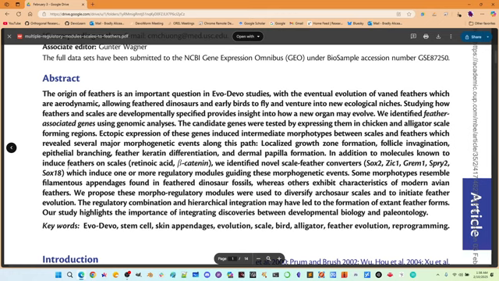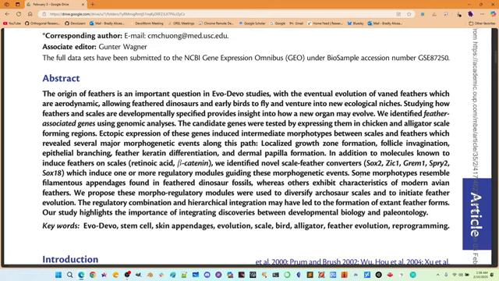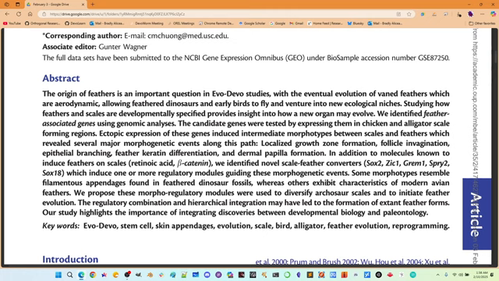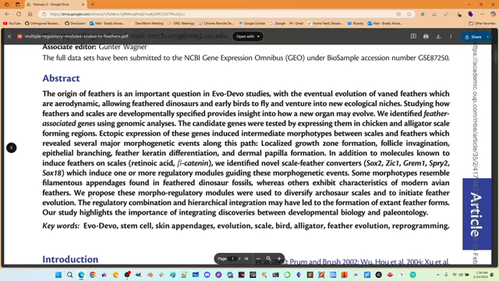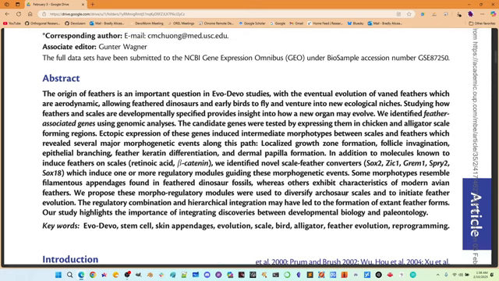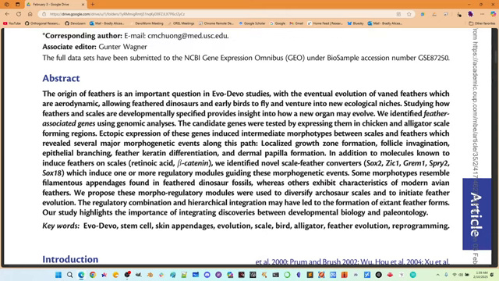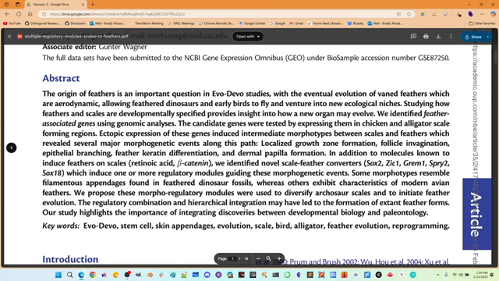These novel scale feather converters induce one or more regulatory modules guiding these morphogenetic events. Some morphotypes resemble filamentous appendages found in feathered dinosaur fossils, whereas others exhibit characteristics of modern avian feathers. We propose that these morphoregulatory modules were used to diversify archosaur scales and to initiate feather evolution. This goes back to dinosaurs and how we can think about the common ancestry of some of the modern lineages and clades that have feathers and have scales. The regulatory combination and hierarchical integration may have led to the formation of extant feathered forms. Our study highlights the importance of integrating discoveries between developmental biology and paleontology.